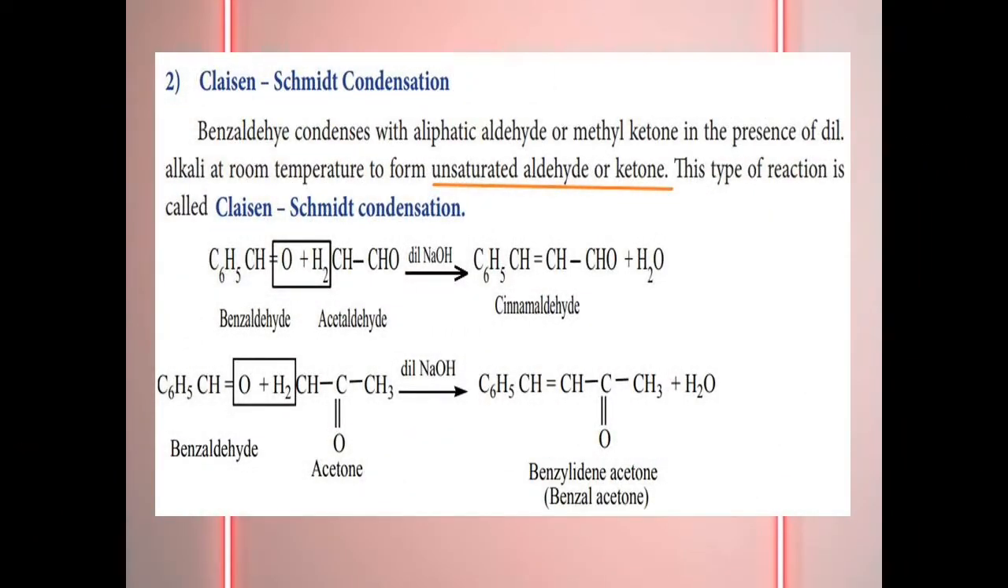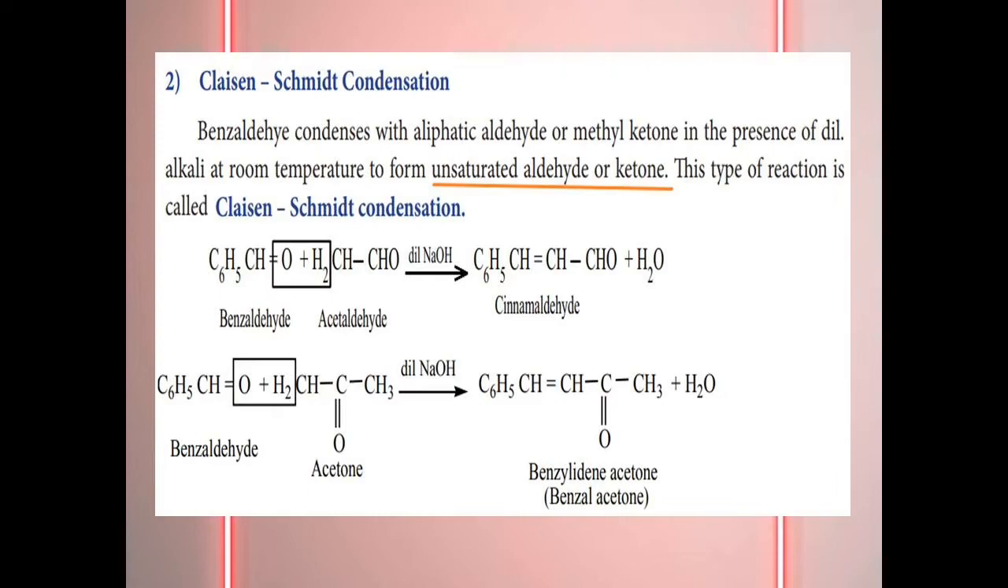Next, Claisen-Schmidt condensation. In this condensation, benzaldehyde is added with acetaldehyde, or benzaldehyde is added with acetone. See the reaction: benzaldehyde plus acetaldehyde in the presence of dilute sodium hydroxide. Water is going to be removed. How is it removed? Acetaldehyde gives hydrogen and benzaldehyde gives oxygen, so we add the remaining reactants together, and we get cinnamaldehyde.